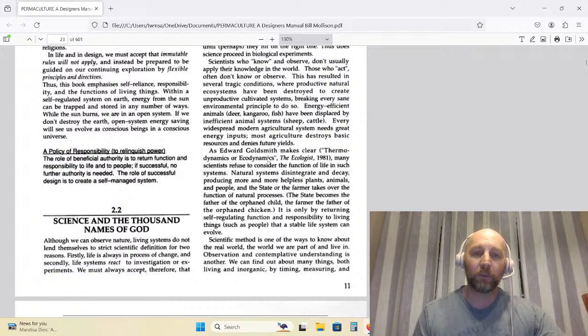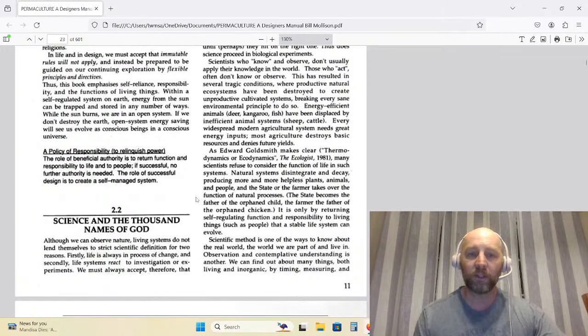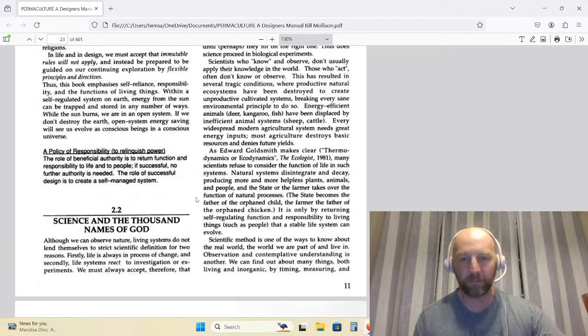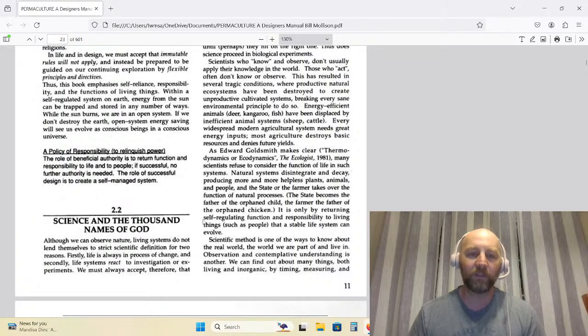As Edward Goldsmith makes clear in Thermodynamics or Economics, The Ecologist, 1981, many scientists refuse to consider the function of life in such systems. Natural systems disintegrate and decay, producing more and more helpless plants, animals, and people, and the state or the farmer takes over the function of natural processes. The state becomes the father of the orphaned child, the farmer the father of the orphaned chicken. It is only by returning self-regulating function and responsibility to living things, such as people, that a stable life system can evolve.